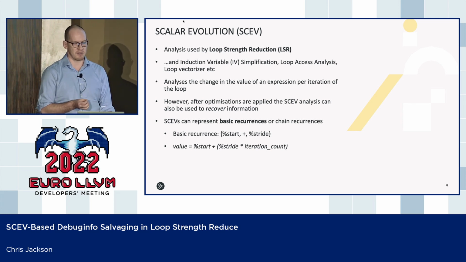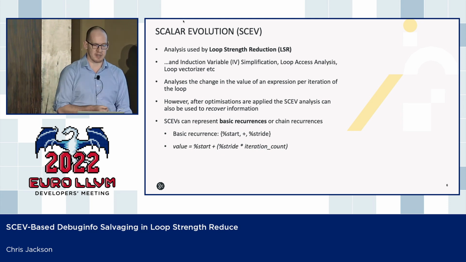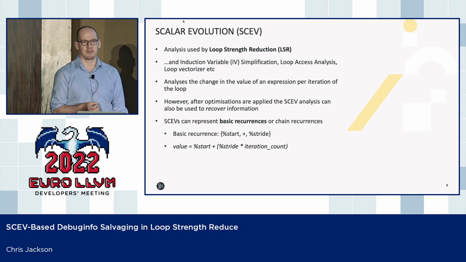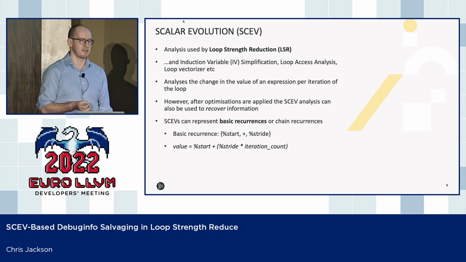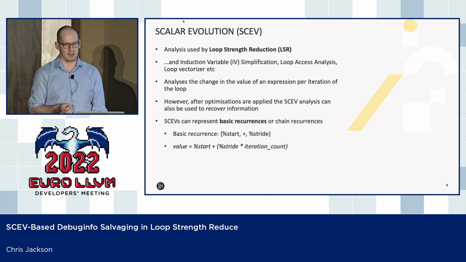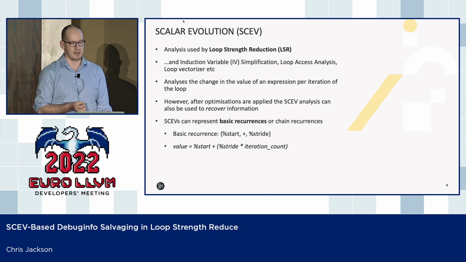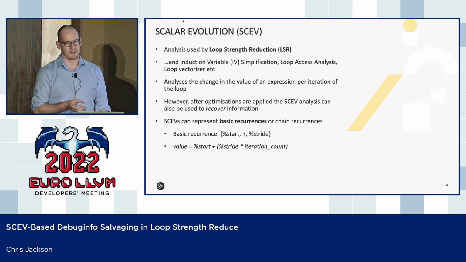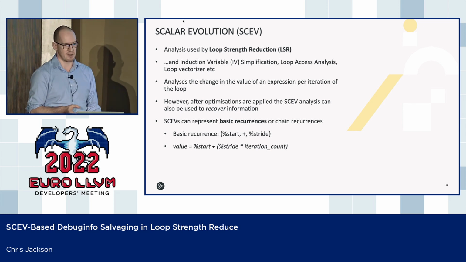SCEV expressions can be basic recurrences or chain recurrences. We're only concerned with the basic recurrence today. I'll explain in a little while later. So the form is shown at the bottom of the slide. The start and the stride can refer to locations or to constants, and can also contain arithmetic, casts and logic operations. And so the start in a SCEV expression is the value of an expression when entering the loop. The stride describes the delta per loop iteration.